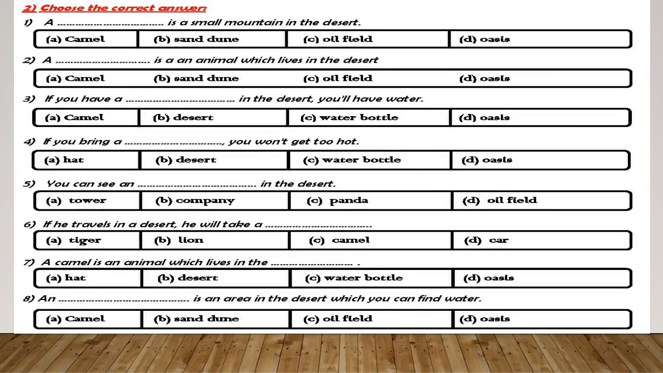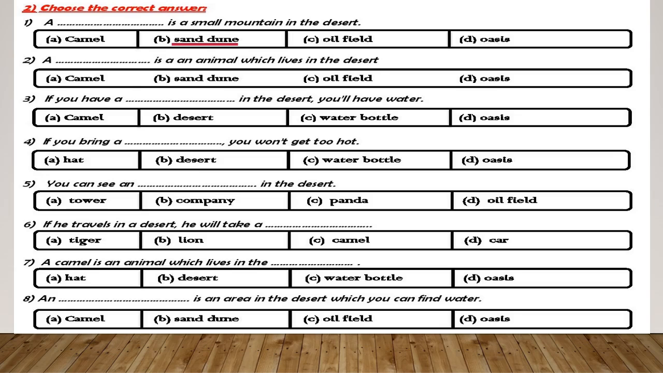Question number 2. Choose the correct answer. Now, I will read the sentence and I need every student to check his answer with me. A blank is a small mountain in the desert. Camel, sand dune, oil field, oasis. Yes, a sand dune.